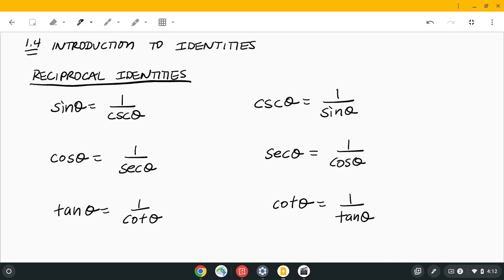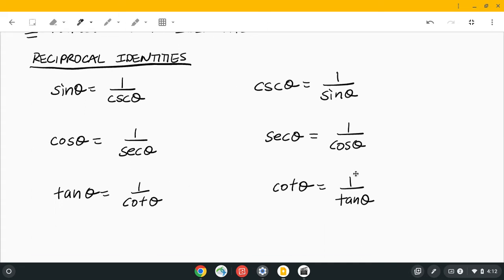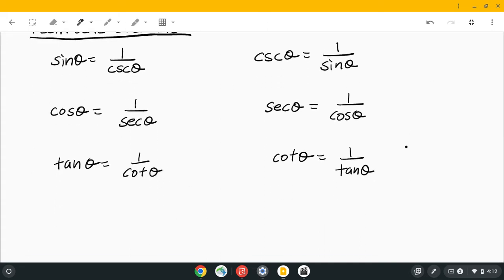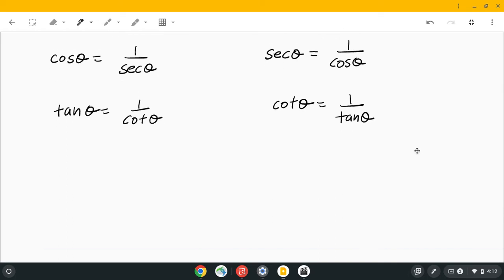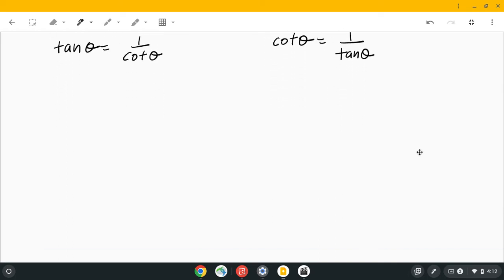Really, there's no memorizing here. I think you're already familiar with the fact that sine and cosecant are reciprocals of each other, cosine and secant, tangent and cotangent. We write this down, but it's not like you have to memorize six new things. Let's take a look at some examples.